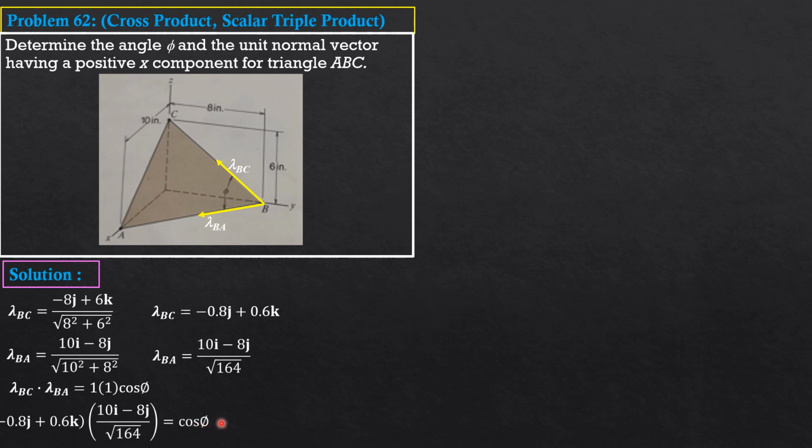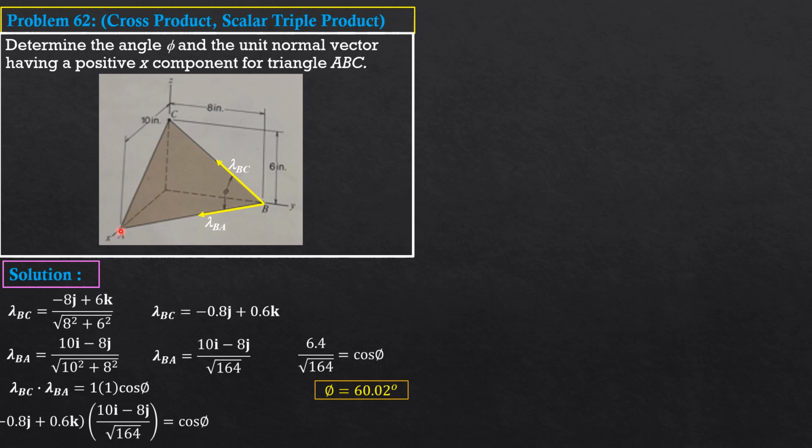Since that product has a value only if we dot corresponding components, negative 0.8 times negative 8 is 6.4 over 164 equals cosine of P. So from there we can solve P: 60.02 degrees.